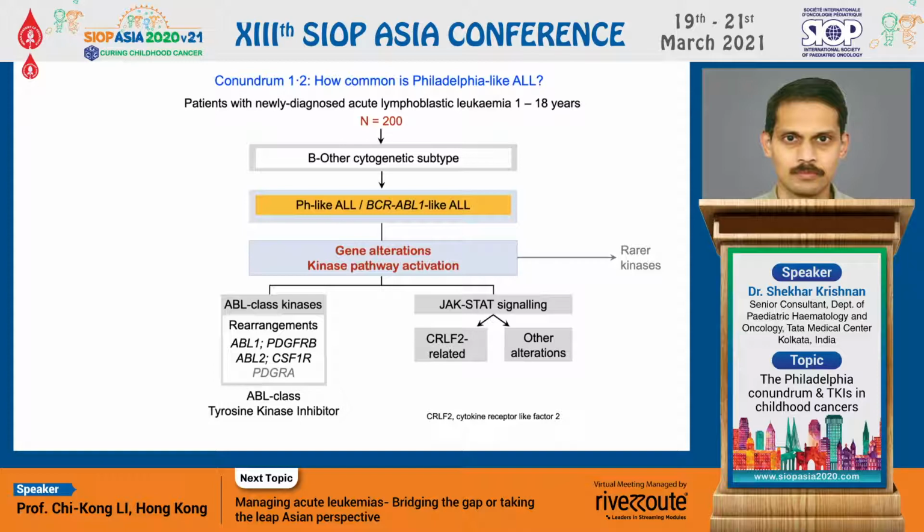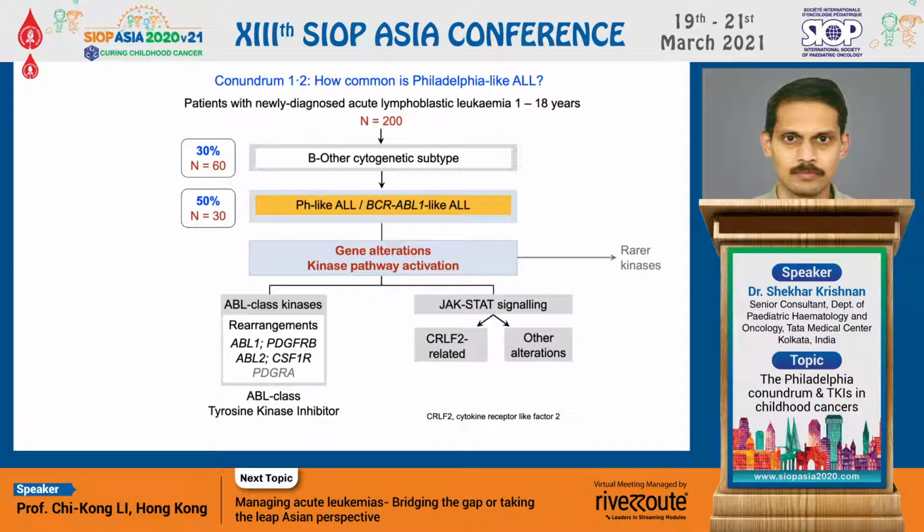Then we have the JAK-STAT signaling pathway, looking at either the cytokine receptor-like factor 2, CRLF2, which is on the surface of the cell, or its downstream molecules in the pathway, and then rarer kinases, which I shall not dwell upon. But when we look at the numbers and break it down, these are the reported numbers. Please remember, these are derived from Western literature, and there may be some ethnicity-specific alterations. So we do not really know how relevant this is in our populations, but nevertheless.